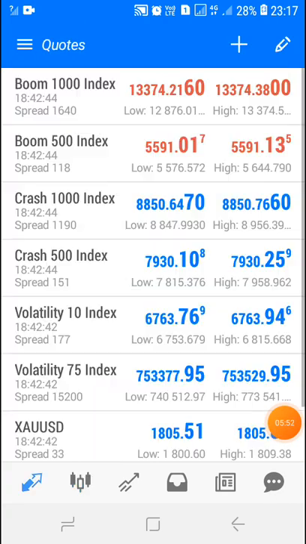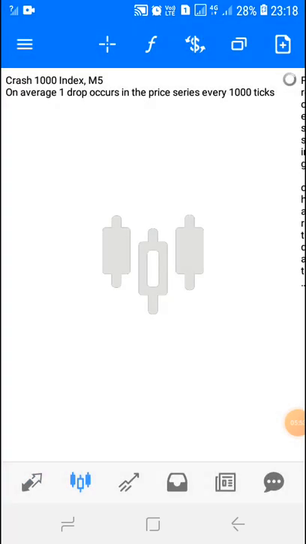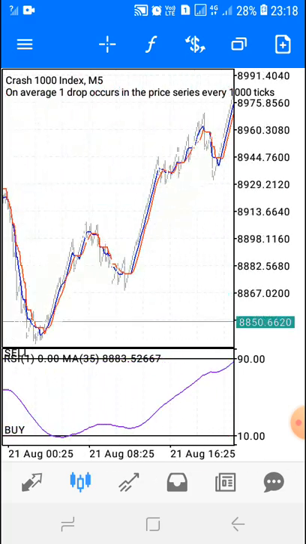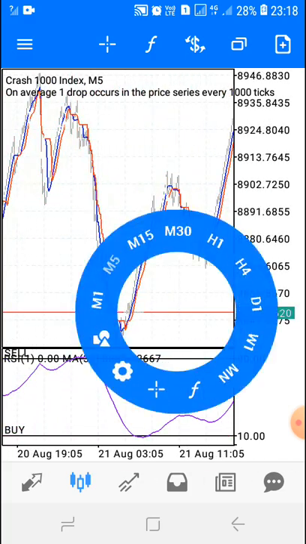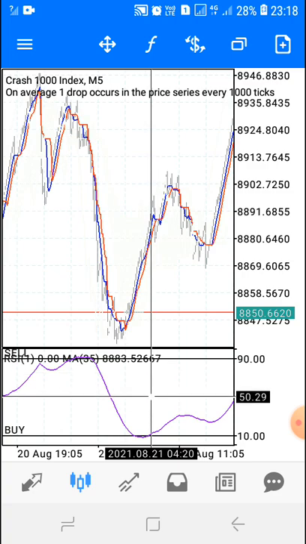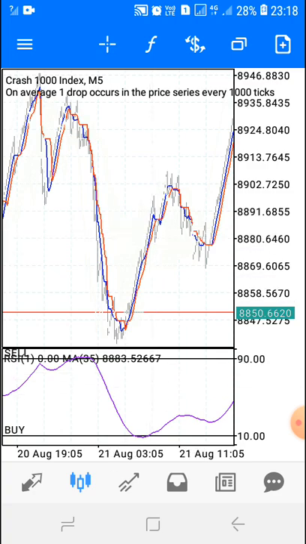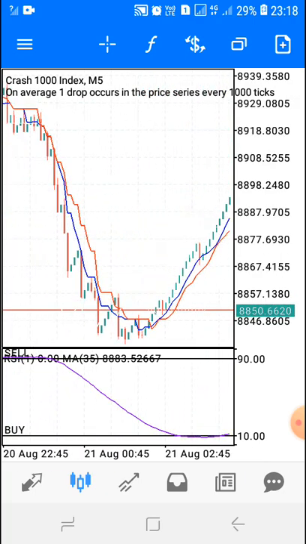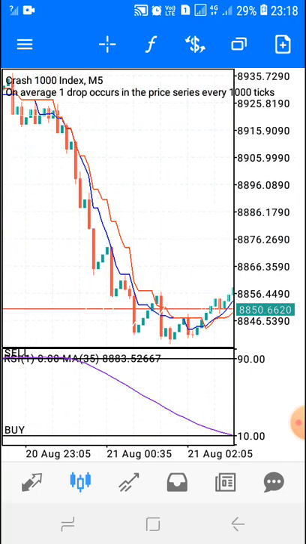And when it comes to Crash 1000, you just have to do the same thing. For example, let me show you what I'm talking about. As you can see, the moving average was at the 10 level, but we couldn't have drawn a trend line over there. So you don't take entries like this. But when we zoom in, you could have drawn a trend line from this point.